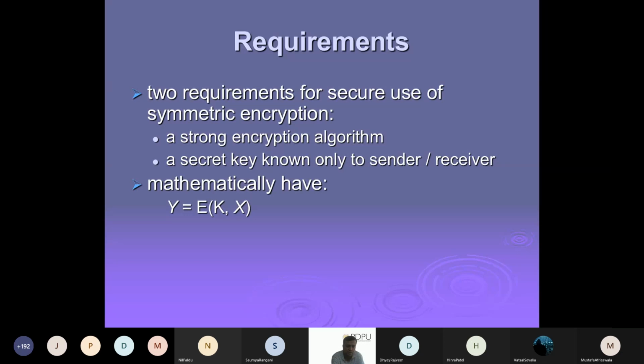Mathematically, we can give a key, that is our key, and that is our plain text, then we will apply the algorithm. In terms of our languages, C, C++, Java, you can say functions, right? So the function name is E. What are the two arguments? There are two arguments. One is the key, one is the message. Once you give these, it will give you Y. That is our ciphertext.